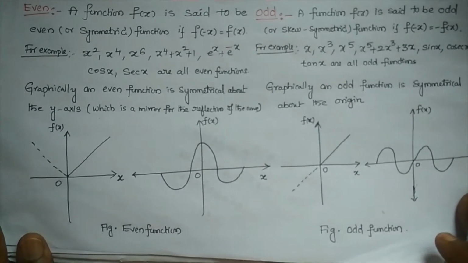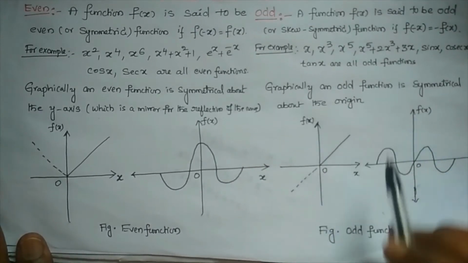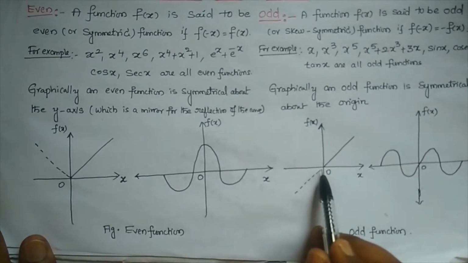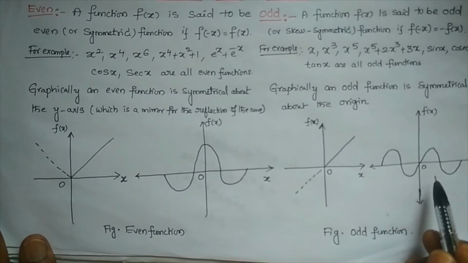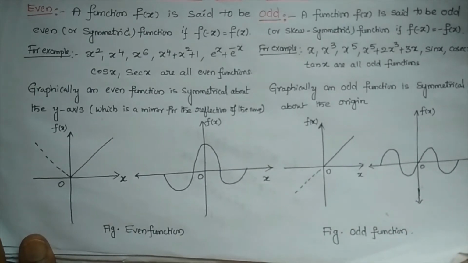The graphical representation of the odd function is symmetrical about the origin. See the figure. So this is symmetrical about the origin. This is also symmetrical about the origin. So these are the even and odd function definitions.